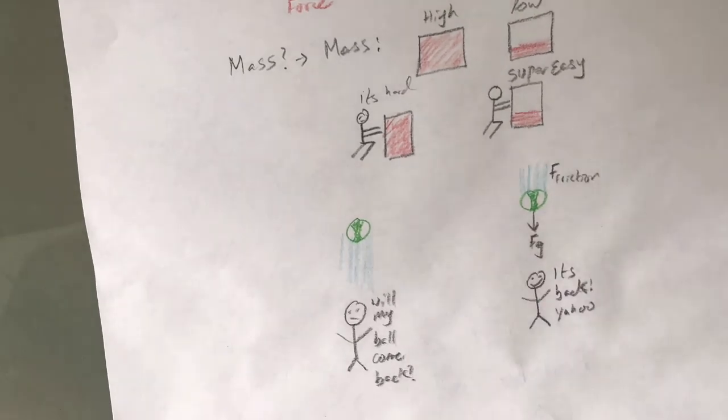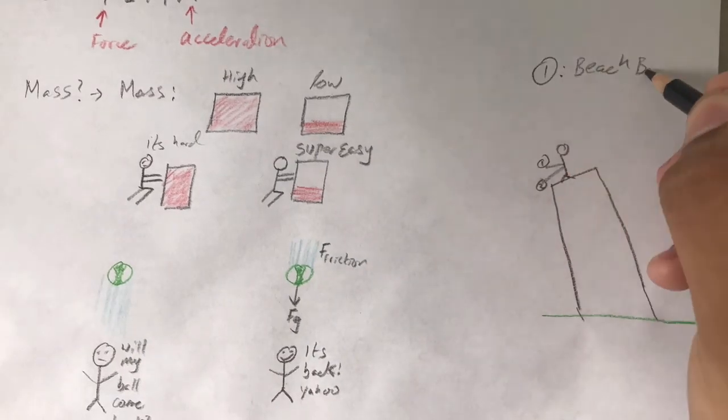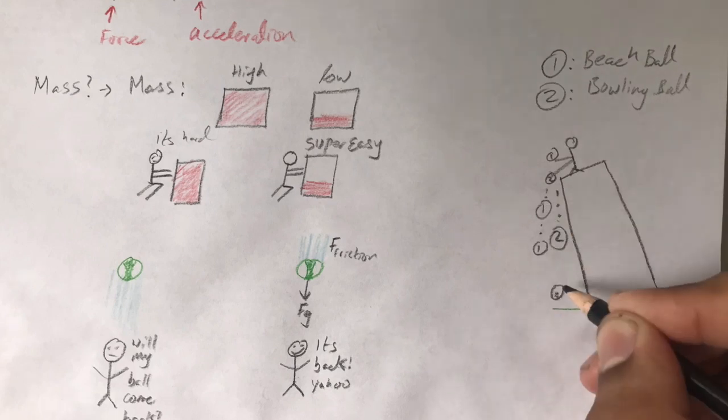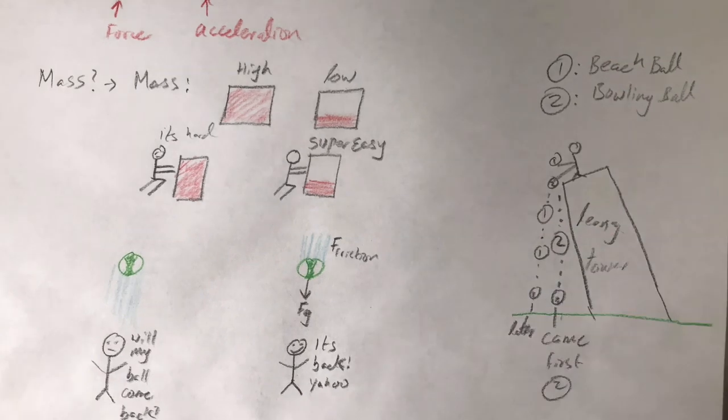Another common example is throwing two balls from the top of a building. Ball number 1 is a beach ball. Ball number 2 is a bowling ball. Ball number 2, the bowling ball, will land first because it has more mass compared to ball number 1. This was the second law, F equals ma.